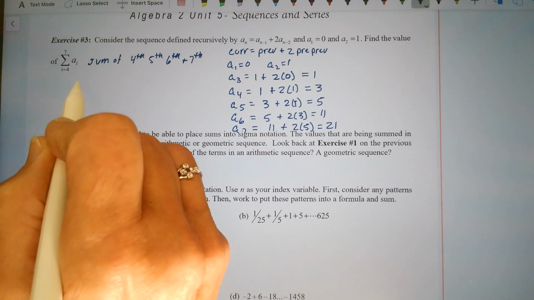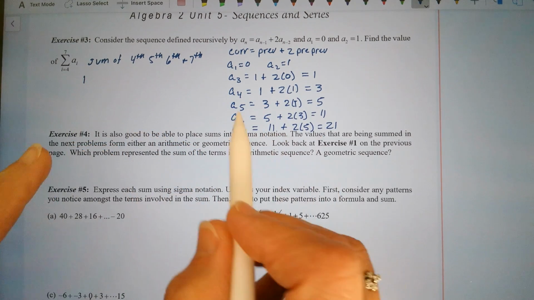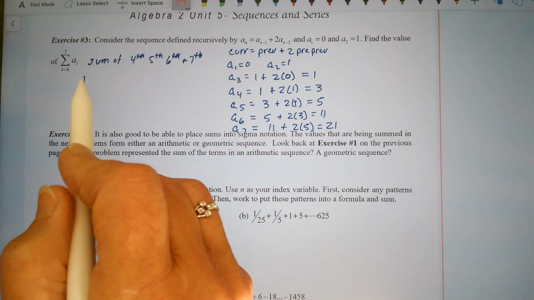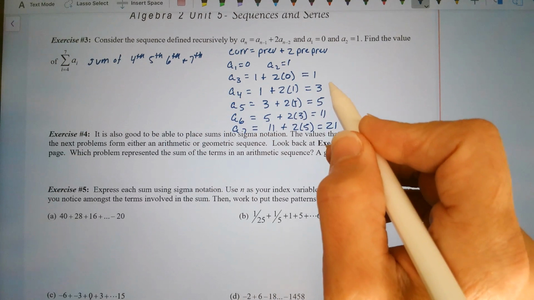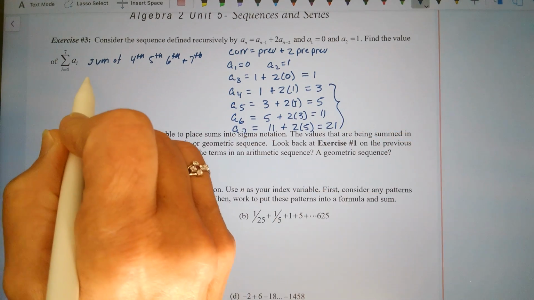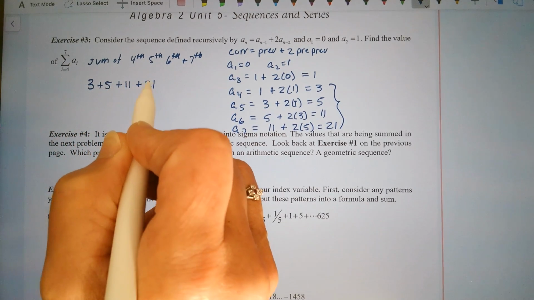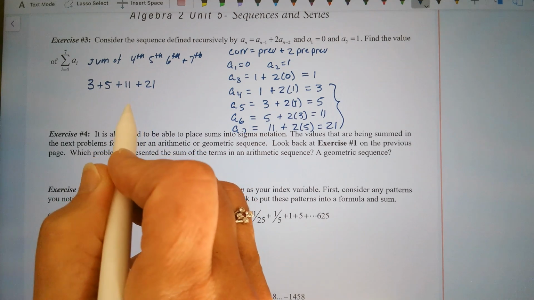So now the sum, we have 1. No, we want the sum of the 4th to the 7th term. So that is 3. We want 3 plus 5 plus 11 plus 21. 8, 29, 40.